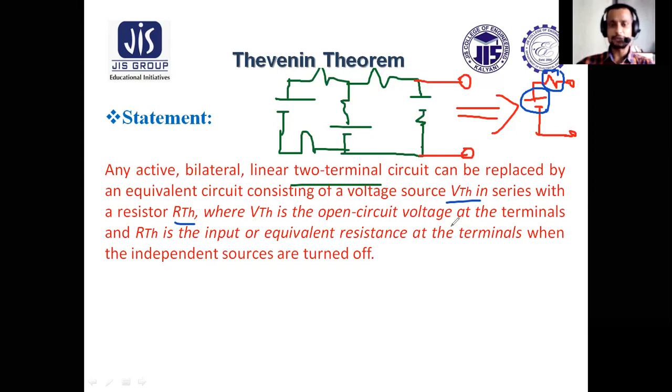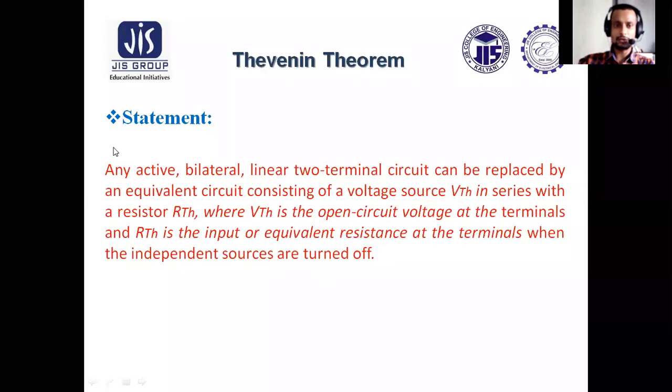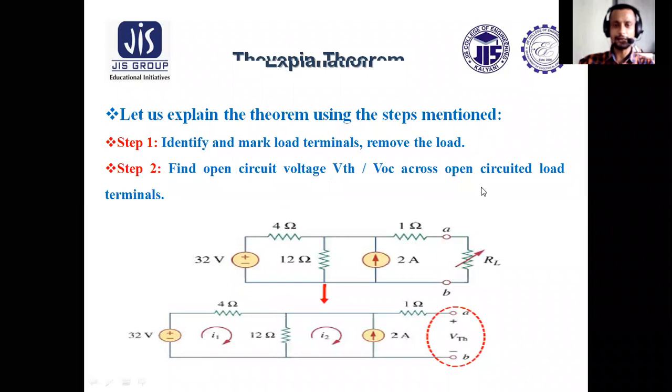So Thevenin theorem says any complex circuit can be represented by an equivalent simple circuit consisting of a voltage source having magnitude of VTH in series with a resistance having magnitude of RTH. How to find VTH or RTH, we'll be discussing later. So let us now come to the explanation part. This explanation part will explain the statement which we already discussed in the last slide.